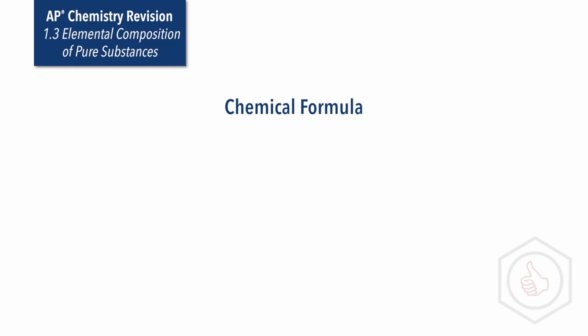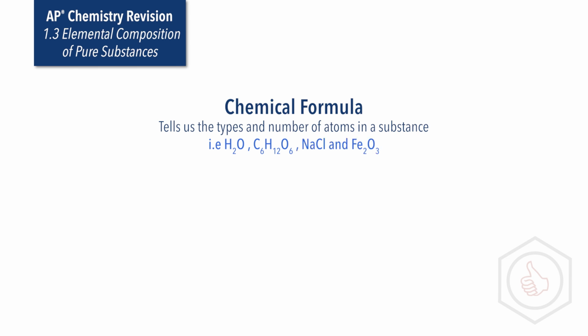A chemical formula tells us the types and number of atoms in a substance. Some substances are made up of individual molecules, like H2O or C6H12O6, whilst others consist of ions or atoms in fixed proportions, like NaCl or Fe2O3. An empirical formula gives the simplest whole number ratio of elements in a compound.